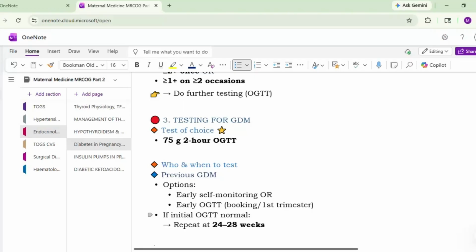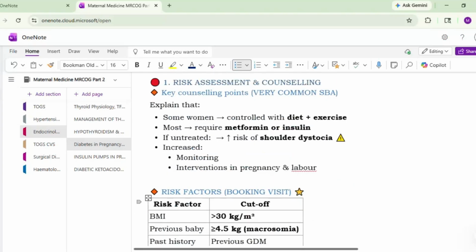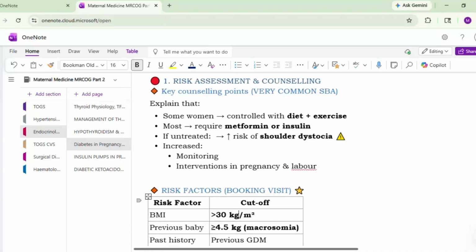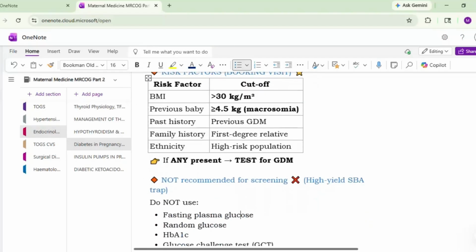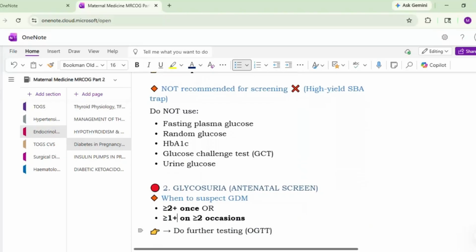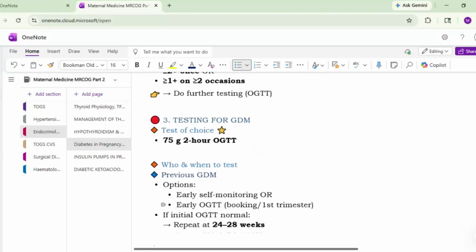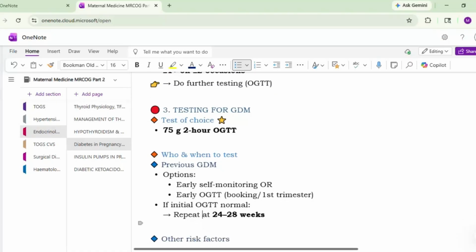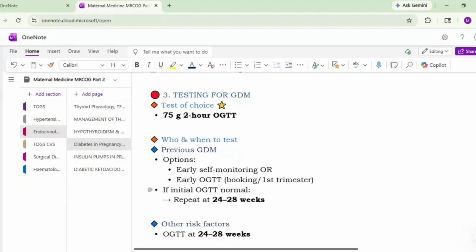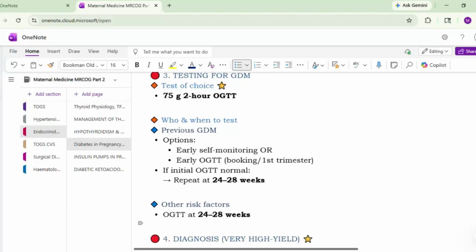If the initial OGTT is normal, we will repeat the OGTT at 24 to 28 weeks of gestation. When risk factors are present, we will do the OGTT at 24 to 28 weeks of gestation, except in cases of previous GDM, where we will do the testing quite early, at booking or in the first trimester. If it is normal, we will repeat it at 24 to 28 weeks. Is it clear? So early OGTT is indicated for previous GDM. For other risk factors, the OGTT will be done at 24 to 28 weeks of gestation.